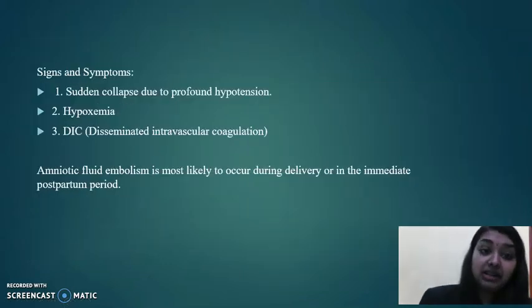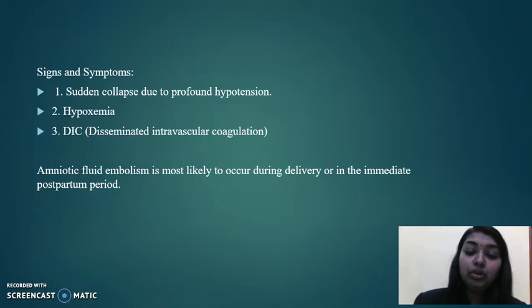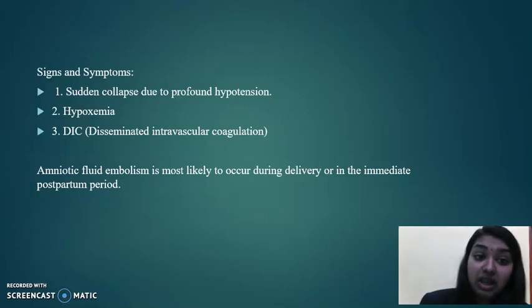Okay, the signs and symptoms. First is sudden collapse due to profound hypotension, hypoxemia, and DIC, disseminated intravascular coagulation. Amniotic fluid embolism is most likely to occur during delivery or in the immediate postpartum period. In our case study, the sign and symptom that is very prominent is disseminated intravascular coagulation, and the reaction took place after a postpartum period.